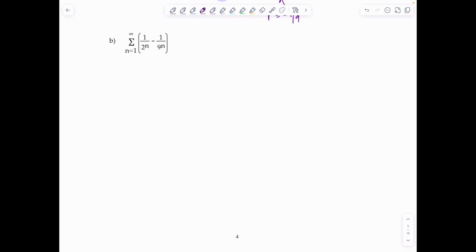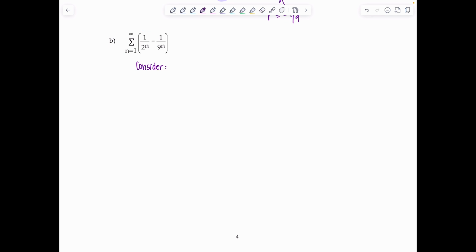Here we have the sum n equals 1 to infinity of 1 over 2 to the n minus 1 over 9 to the n. Now, we're not allowed to distribute an infinite sum unless we know that independently the sum of these two terms will converge. So we have to investigate first, okay? If you wrote out distributing that sigma in the very first line, you would lose points, okay?